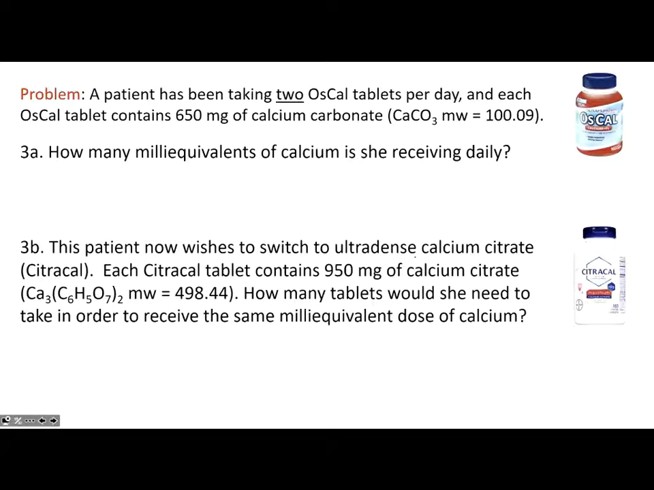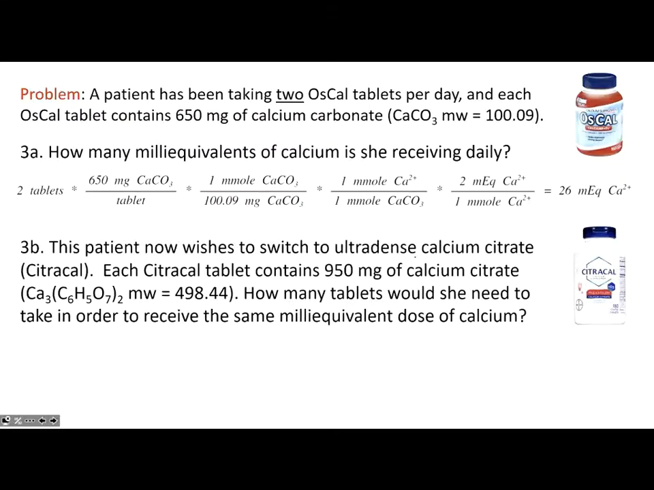How many tablets is she taking? 2. Let's start with that. So what we're going to start with here is the fact that she's taking 2 of those tablets. That will tell us how much she's getting. She's taking 2 tablets. Let's go from the number of tablets to the weight of the calcium carbonate in those tablets, because we know each tablet contains 650 milligrams. So I'm going to multiply it by 650 milligrams of calcium carbonate per tablet. My tablets cancel. Now I'm in the weight of calcium carbonate.